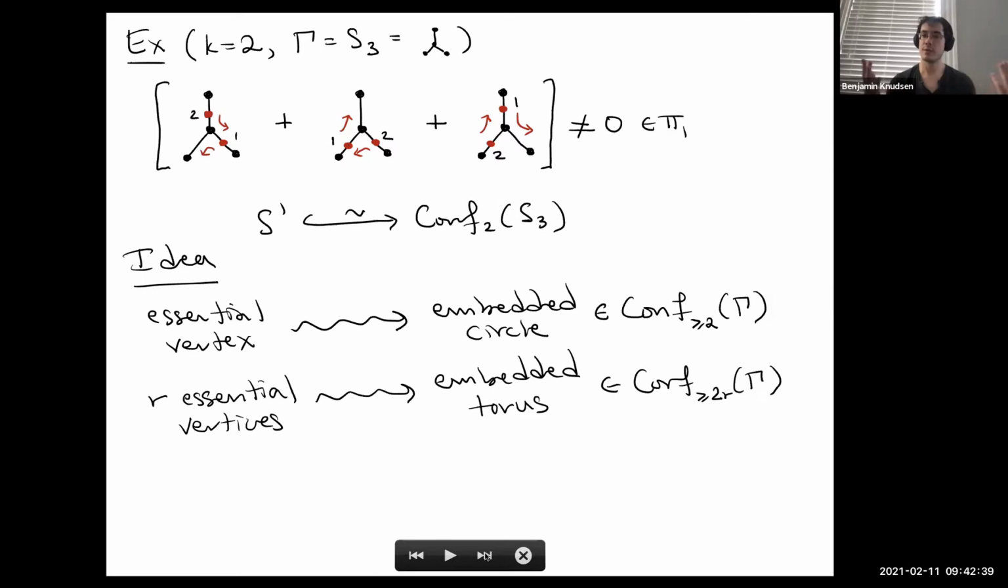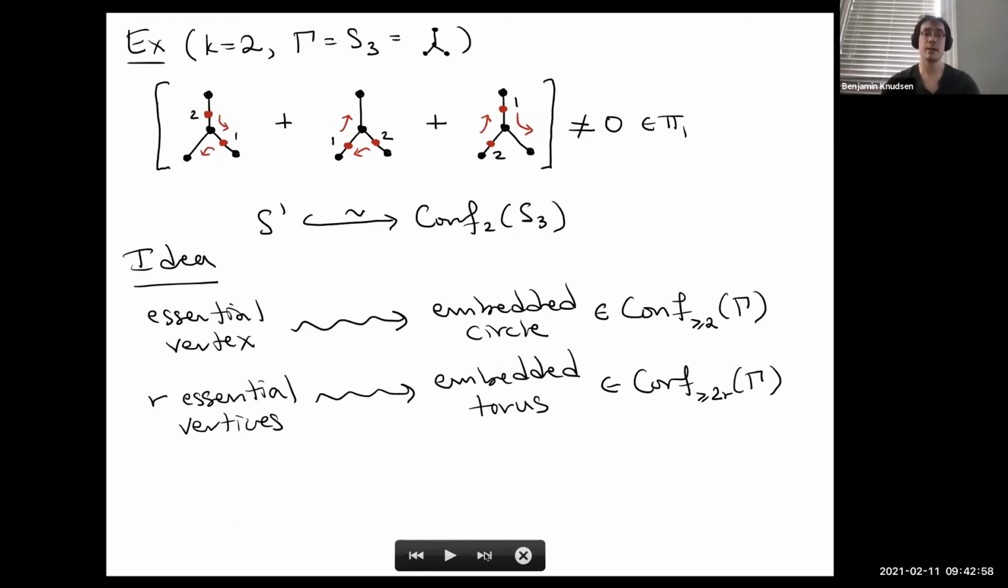Again, this depends on choices. You have to choose which of the half edges at each essential vertex you are using, and you have to choose an orientation, and you also have to say which particles are 1, which is 5, which is 7, because we're in the ordered configuration space.